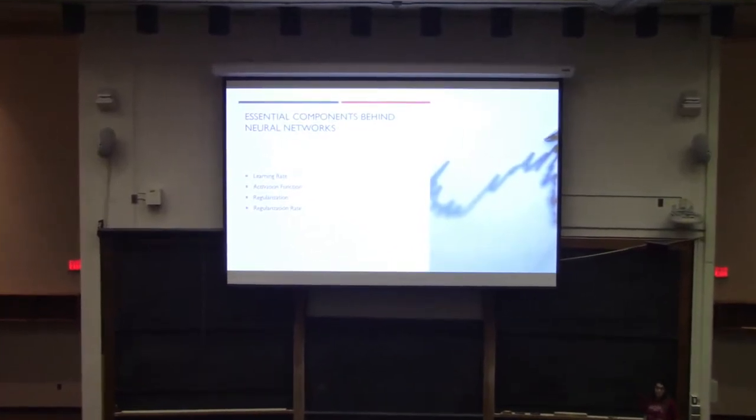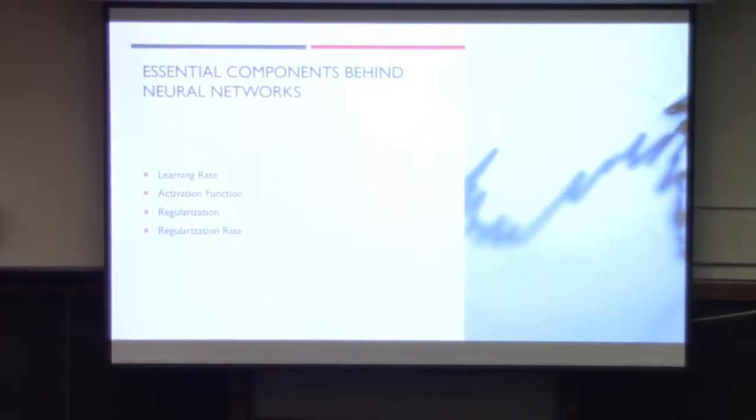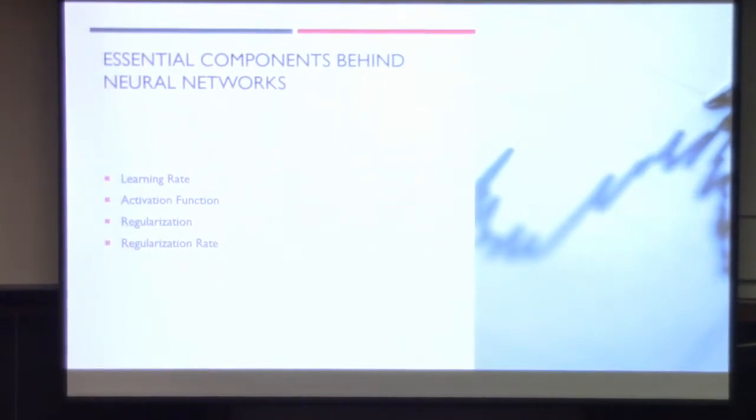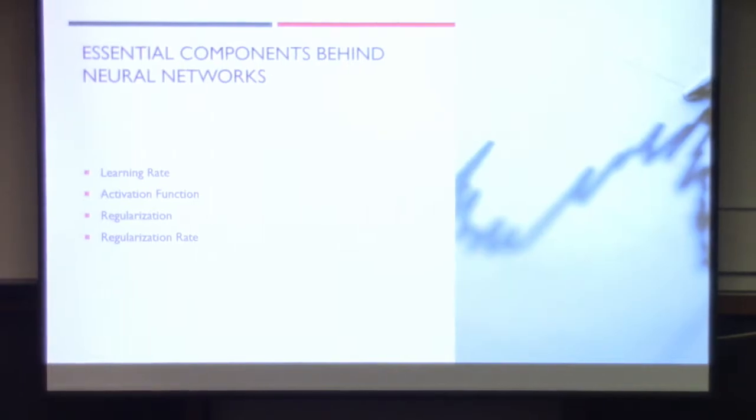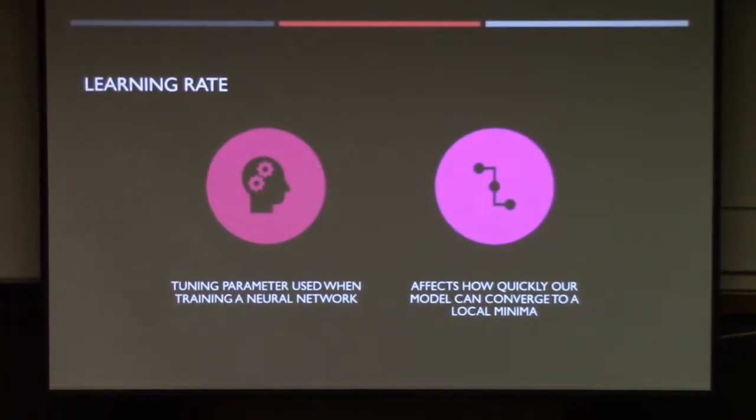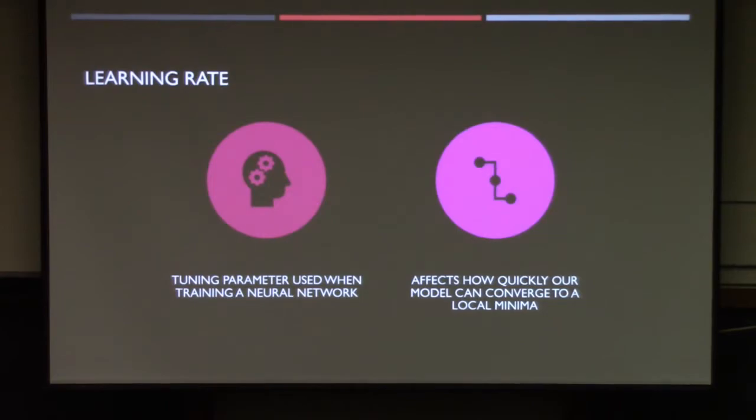Some of the essential components behind a neural network are the learning rate, the activation function, regularization, and the regularization rate. The learning rate is a tuning parameter when training a neural network. It affects how quickly our model can converge to a local minima, and a local minima just means the best accuracy. What's the most accurate conclusion our model can arrive at? We want the model to arrive at the best accuracy at a reasonable pace, though.